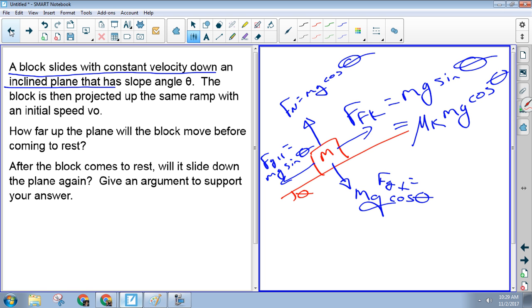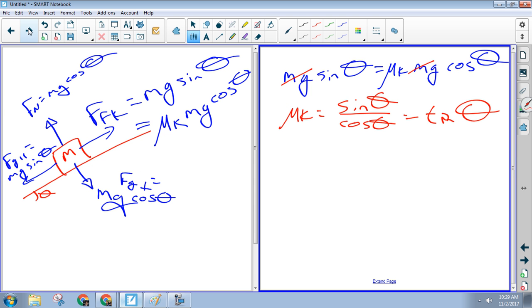Is everybody good with what we've done so far? All right. So that's all the information we can get from it sliding down the ramp at a constant velocity. Is everybody good up to there? All right. So now what happens is we're going to take this same block and we're going to project it up the ramp with a starting velocity of v naught.